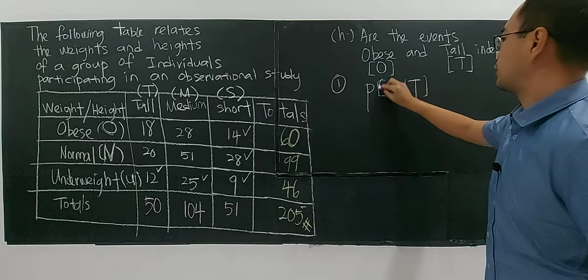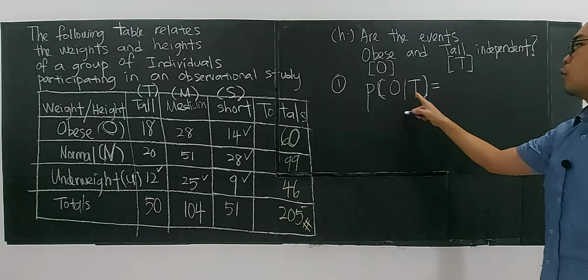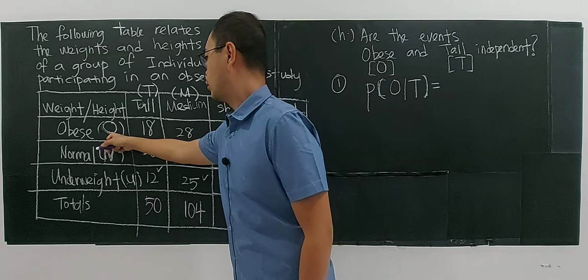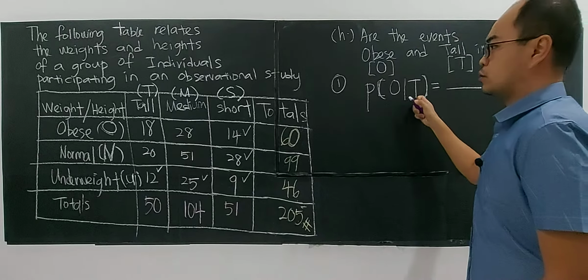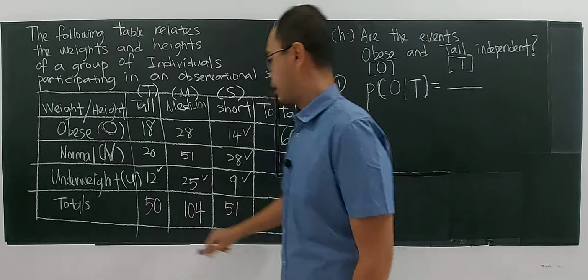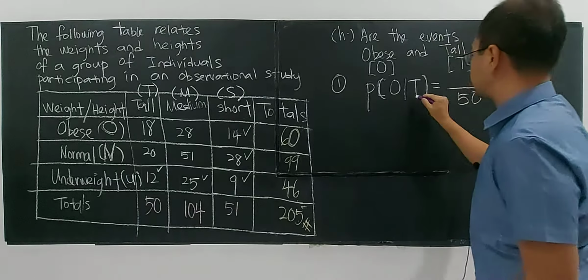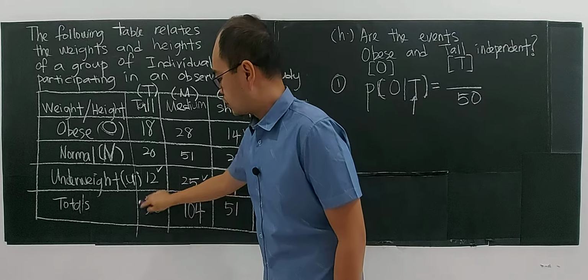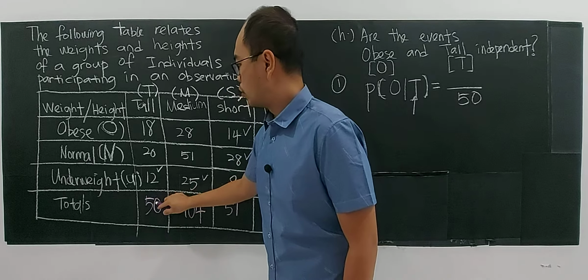O given T, the probability of O given T. So what is the probability of O given T? Given from the tall category, from the tall we have 50 of them. So it means that it's not 205, but it's 50, because we know it comes from the group of tall individuals. So 50.